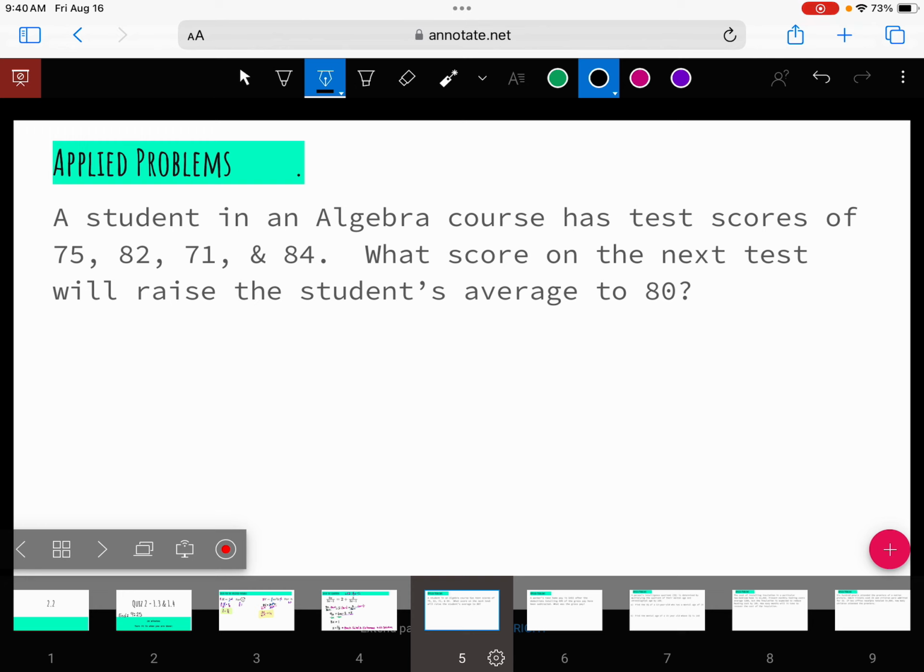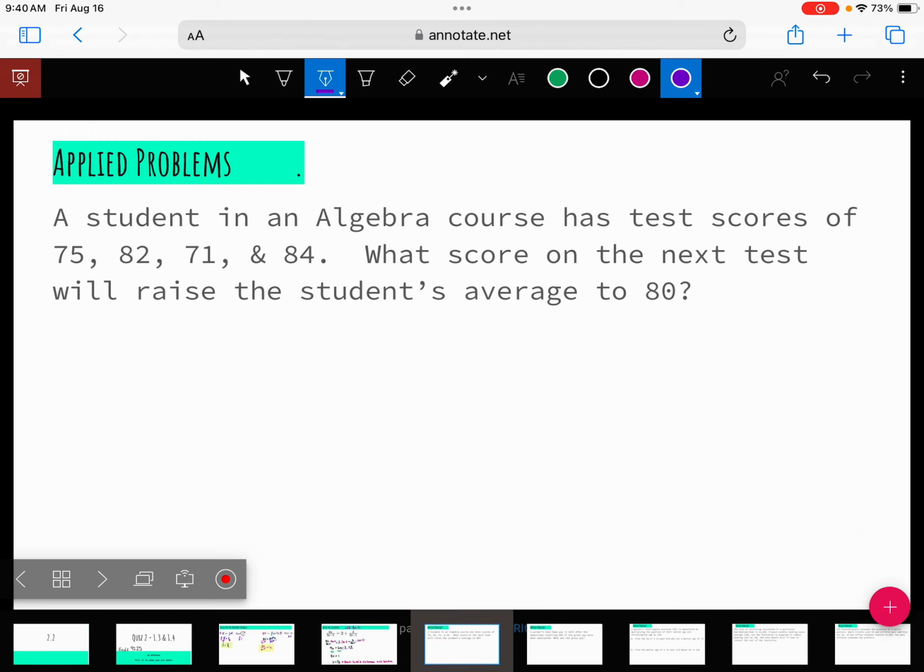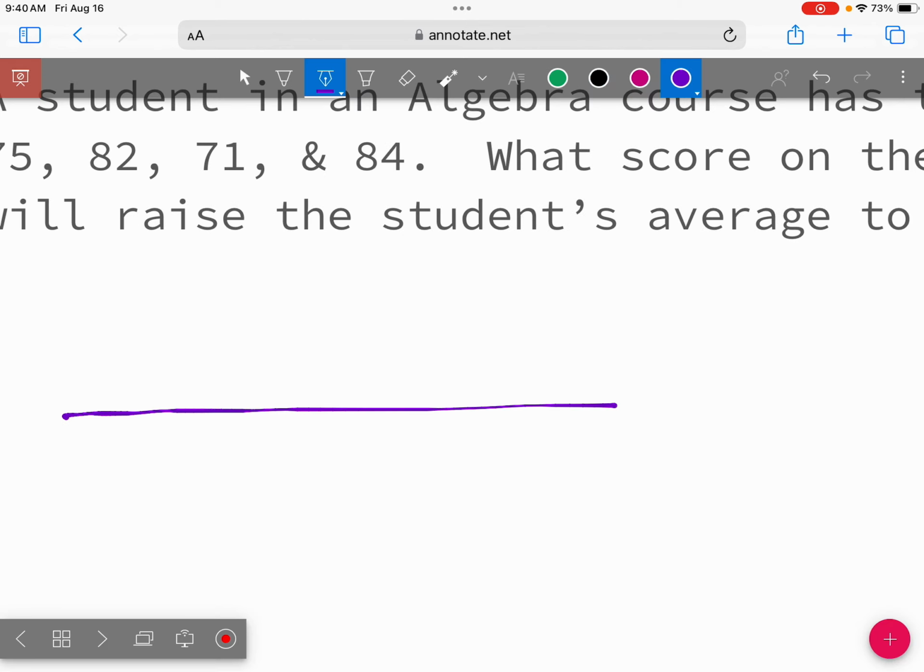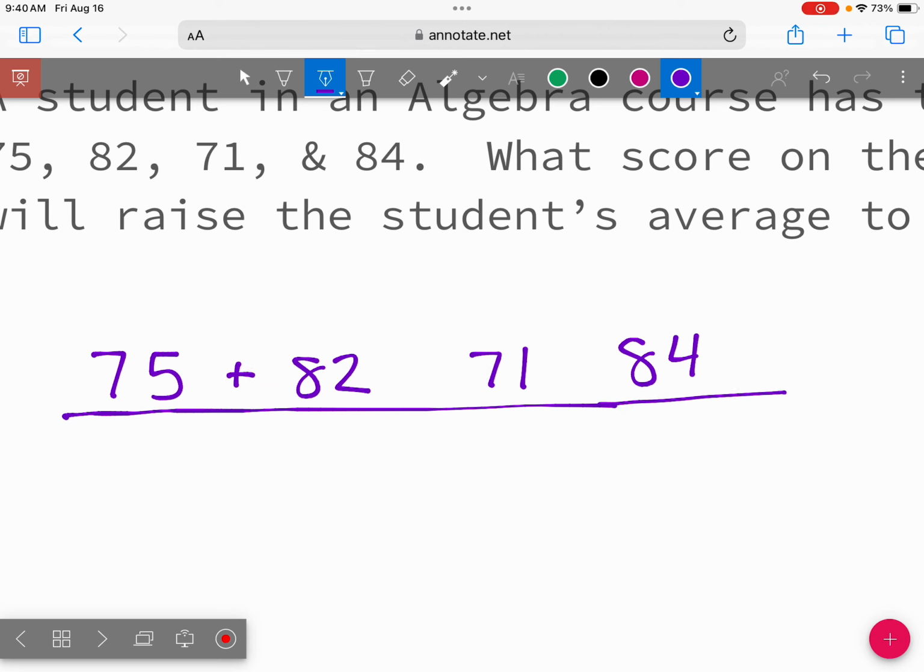So what we have right now is the test scores of 75, 82, 71, and 84. We could find their average right now by adding these together and dividing by 4. But we're not asked what their average right now is. I want to know what they would have to get on the next test. So what's the score for the next test? 80? It's not that the test is 80. What score do they get on the next test?